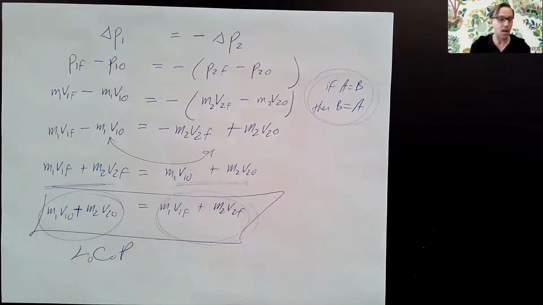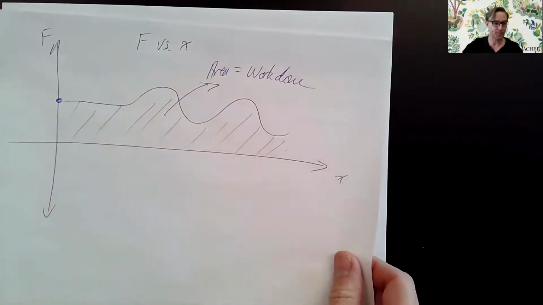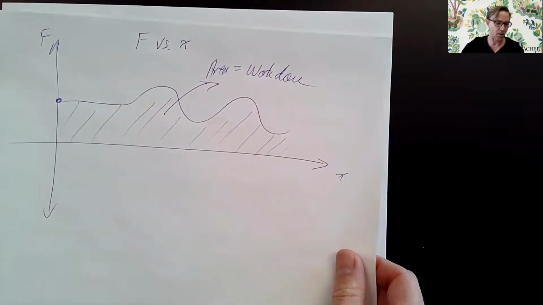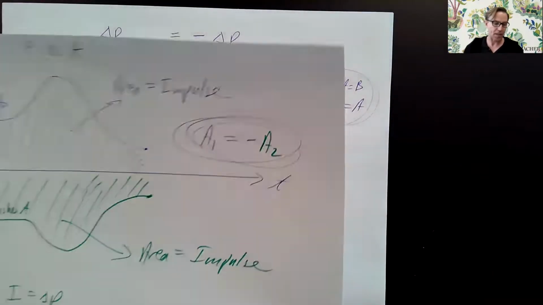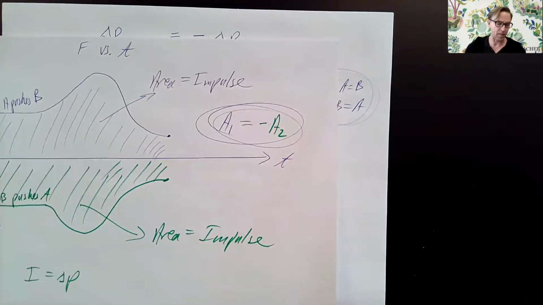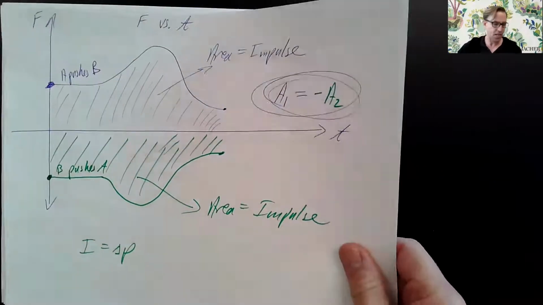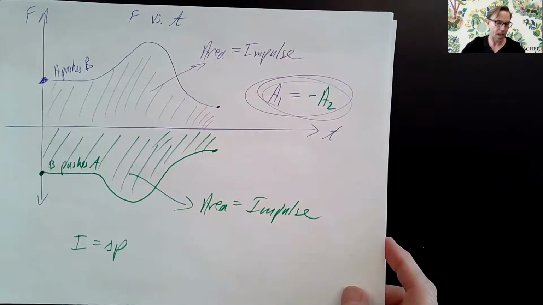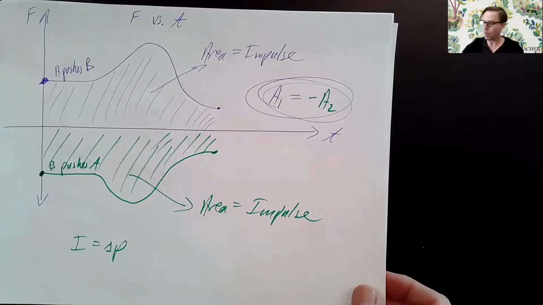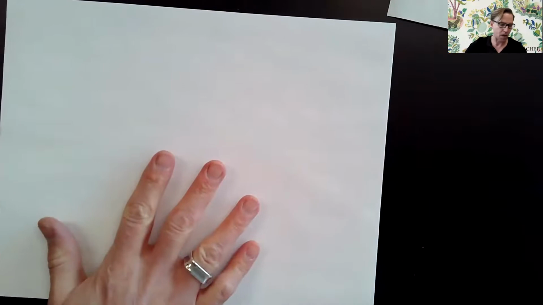We talked about the law of conservation of momentum. And we reviewed F versus X graphs, force versus position graphs, and that the area under the curve was work done. And we talked about the area under the curve here being impulse or change in momentum. Great. And we looked at the beautiful symmetry, and that led us to conservation of momentum. So those are almost all of the things in the notes that we're supposed to talk about today.